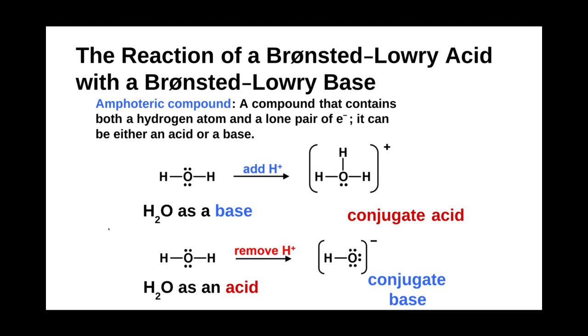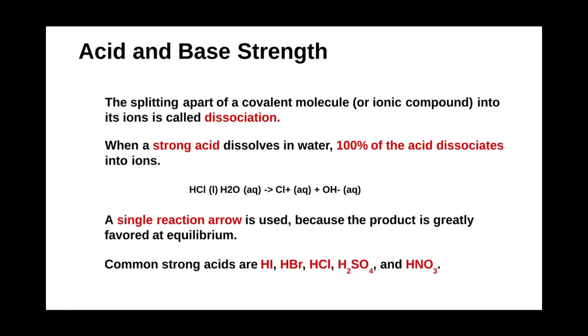Now, conversely, water can act as an acid. Thus, it can shed a proton, just the proton, not the electrons. It sheds the proton and becomes OH minus, the hydroxide ion. So when we're thinking about an amphoteric compound, it can either be an acid or a base. It goes both ways in this situation. It can either gain or lose a proton. Thus, it is both an acid and a base. It just depends on its conditions.